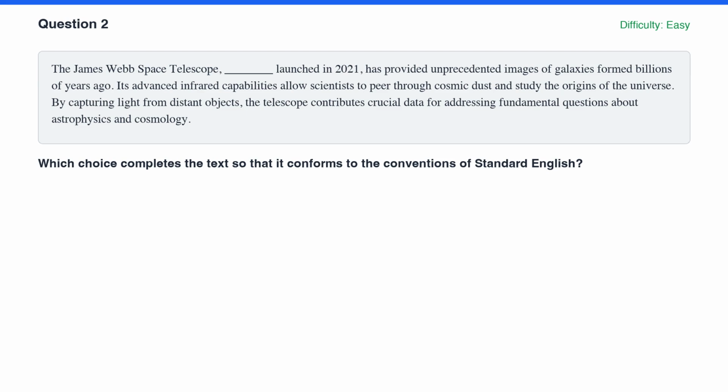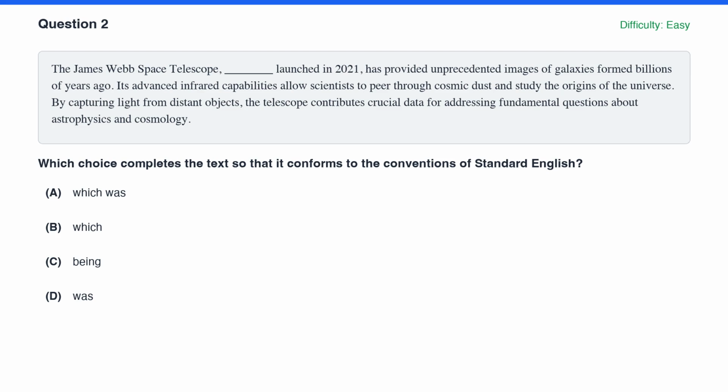Question 2 of 7. Here's an easier one. This passage is titled The James Webb Space Telescope's Observations. The passage describes the James Webb Space Telescope and its scientific contributions, and the question asks which choice completes the sentence in a way that follows standard English conventions. The blank sits between the subject, the James Webb Space Telescope, and the main verb has provided.